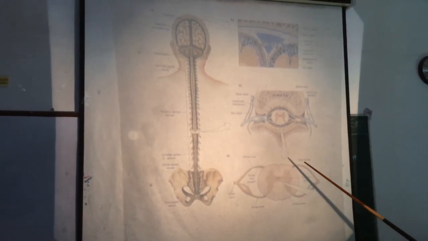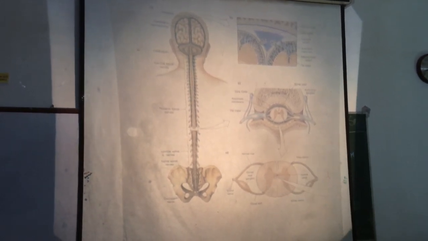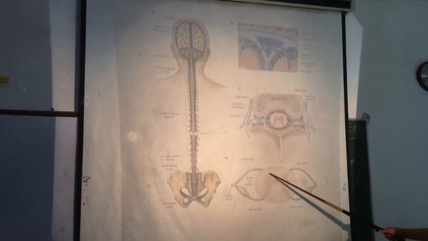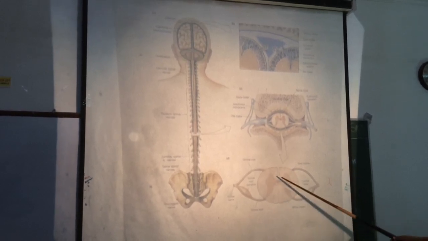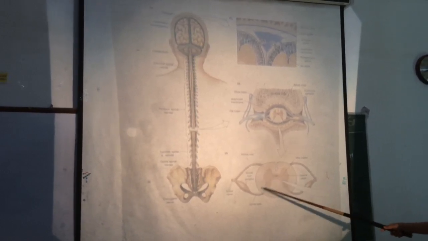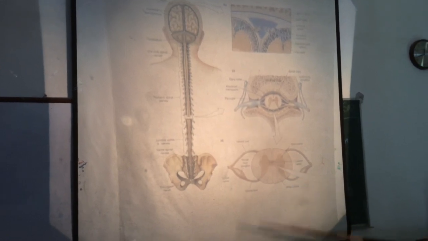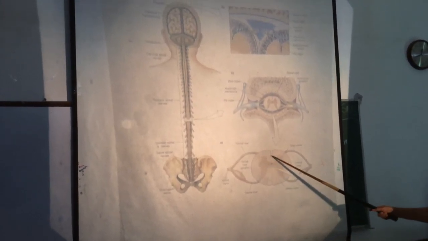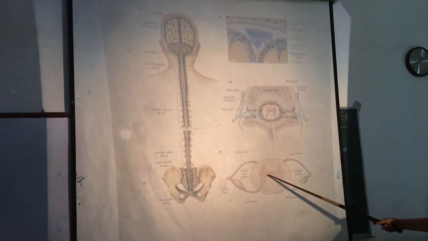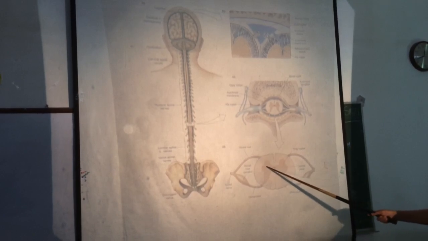You can see the transverse section of the spinal cord, and on the periphery is white matter, in the center is gray matter. In transverse section, you see H-shaped gray matter consisting of two ventral horns and two dorsal horns, joined by a transverse commissure.